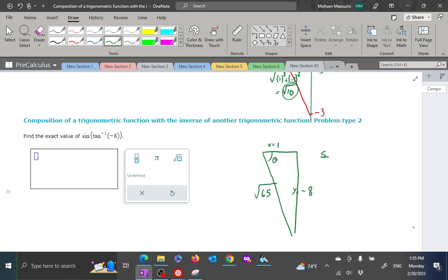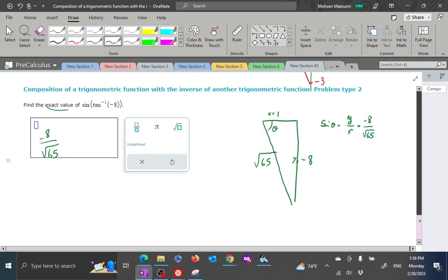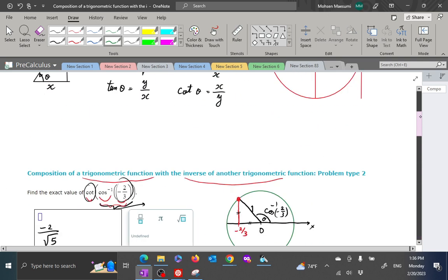So what is sine of theta? Sine is y over r. Y over r is minus 8 over radical 65. So this becomes minus 8 over radical 65. All of these problems say give the exact value. Don't use any calculator.